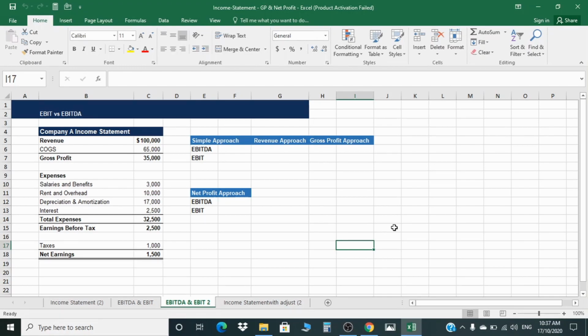Today we are going to calculate EBIT and EBITDA. As we know, EBIT is earnings before interest and tax, and EBITDA is earnings before interest, tax, depreciation and amortization, right? So let us do it. We go by a simple approach.